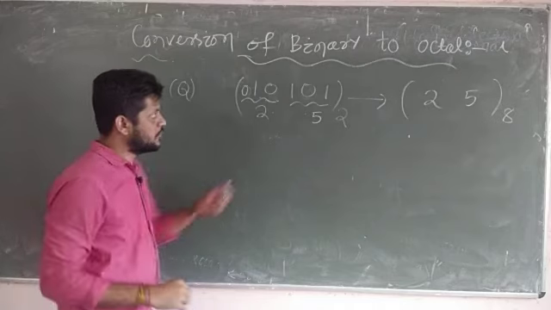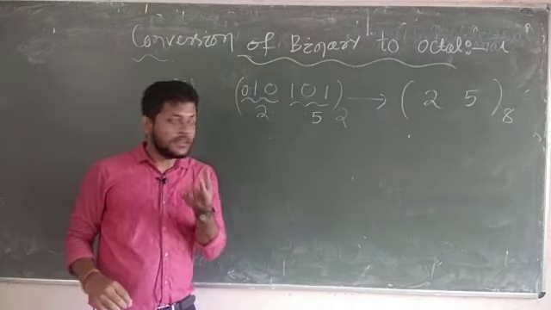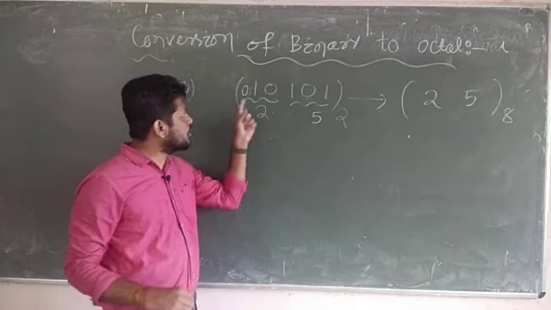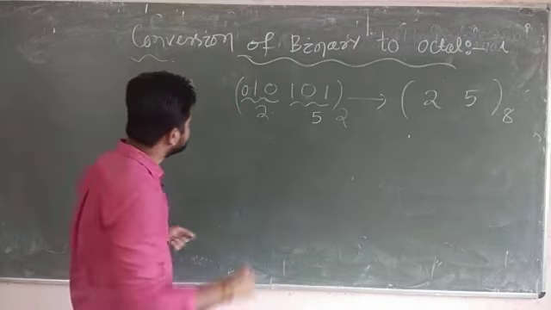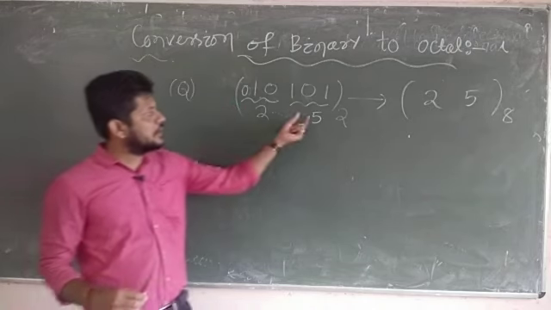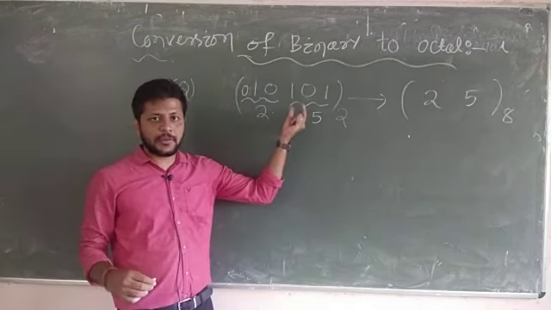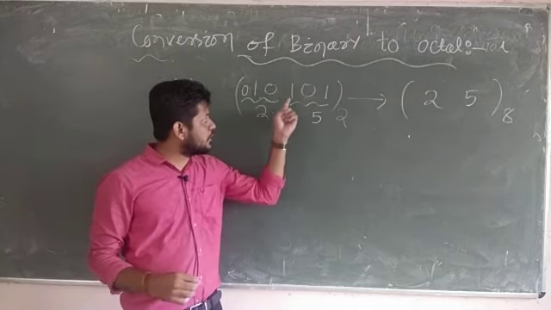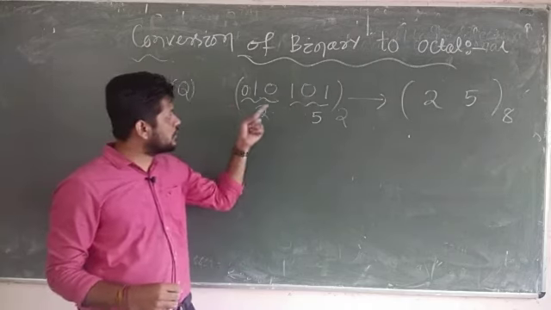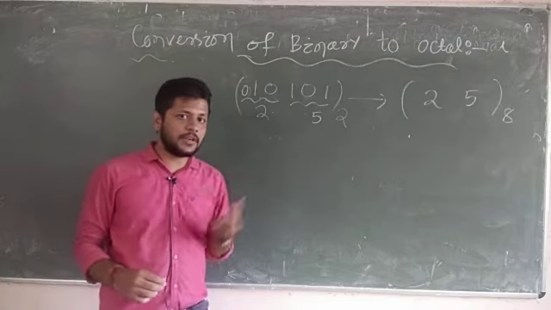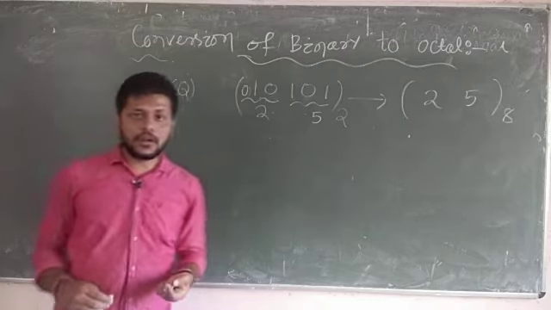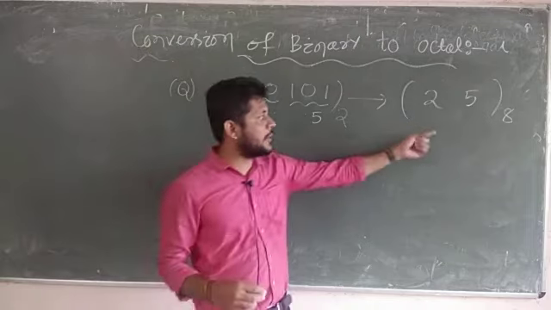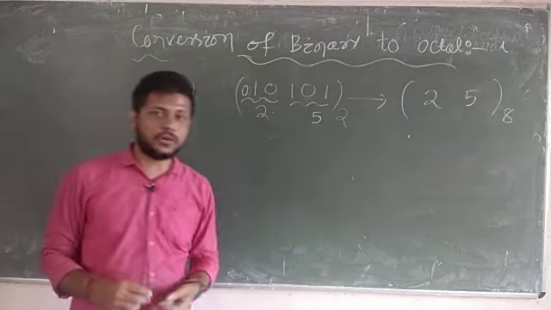Directly you can write just by clubbing 3 bits at a time. This 101 stands for 5 and 010 stands for 2. We can also write this 101 by multiplying its positional weight: 2 to the power 0, 2 to the power 1, then 2 square. Club 3 bits and write the corresponding decimal number. So that becomes 25, and that is the octal number.